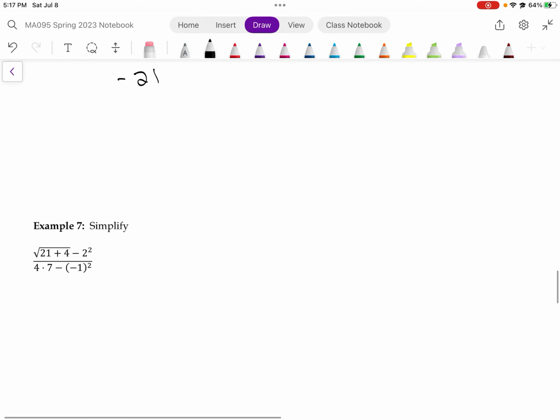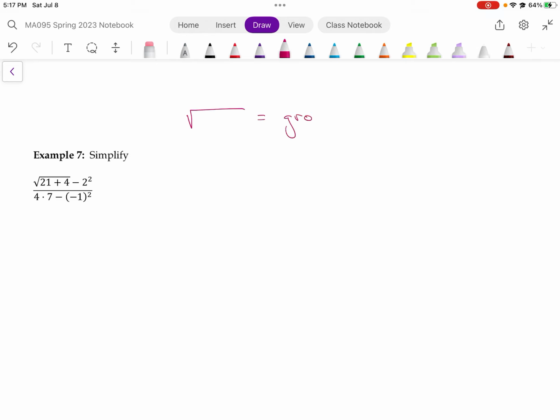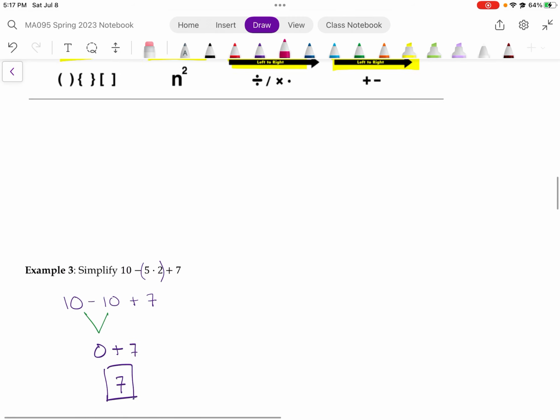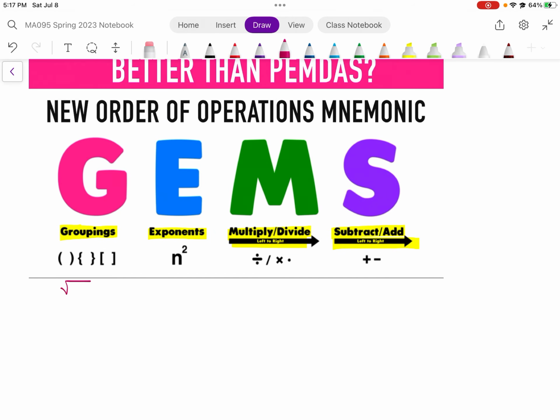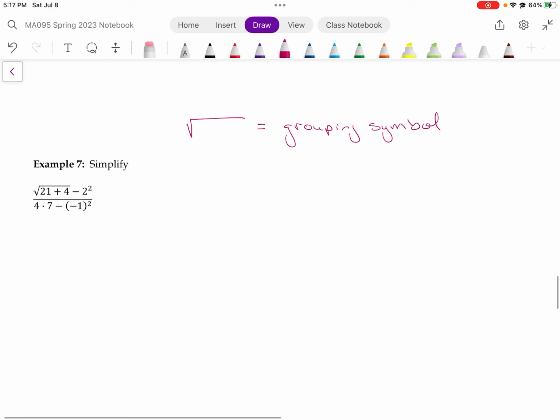Okay, let's try another one. This is a good one. All right, so give this a try. Okay, you may or may not know that a square root symbol is a grouping symbol. Okay, so if you had examples up above on this one, a grouping symbol is also a square root or a cube root or whatever root. Okay, so that belongs in the groupings. So in other words, you do what is inside that square root symbol first before you subtract or add or multiply or divide it. Okay, so let's look at this first.